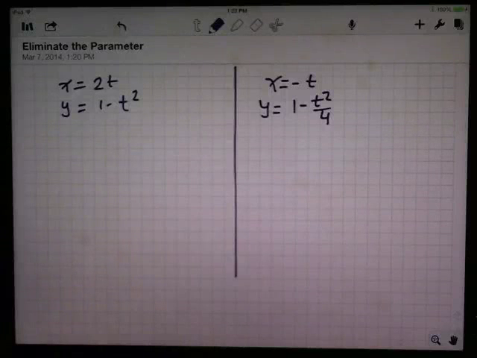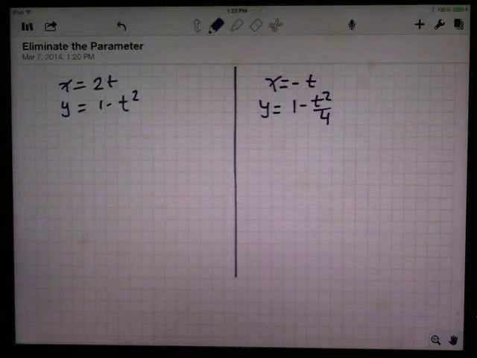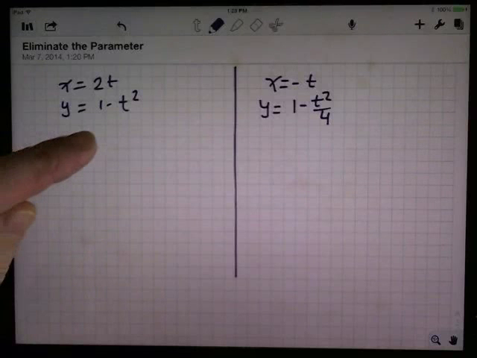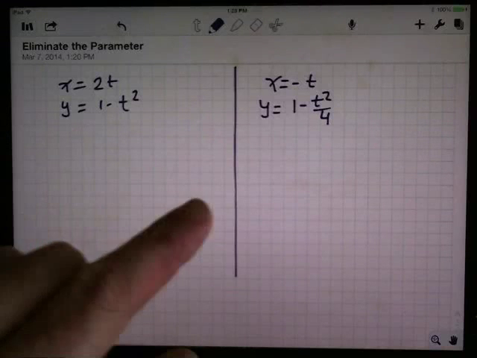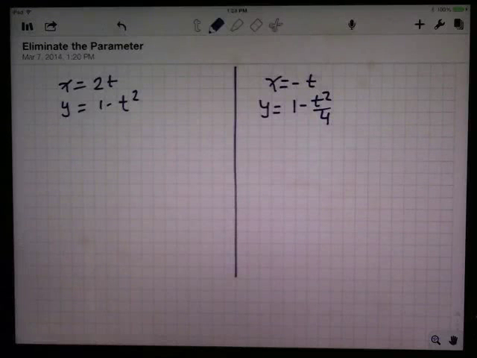In the previous video, we looked at these two sets of parametric equations and noticed that the graphs of the two looked like they were the same parabola. This one was tracing the parabola from left to right, and this one was tracing it from right to left, going a little bit slower on this one. To see that they actually are the same parabola, we do a process called eliminating the parameter.